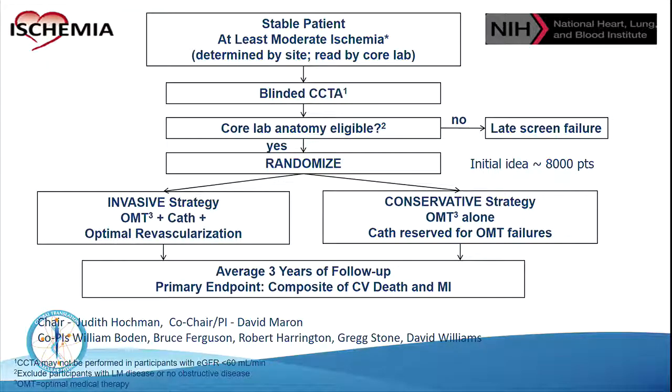The initial idea was to include 8,000 patients, stable patients with at least moderate ischemia, who would first undergo CCTA for two reasons: either to exclude a left main lesion or to identify ischemic patients that potentially had no obstructive disease, which wouldn't make sense to randomize to an invasive arm. And the idea was an average of 3 years of follow-up with the primary endpoint, and pay attention to this, of a composite of cardiovascular death or myocardial infarction.